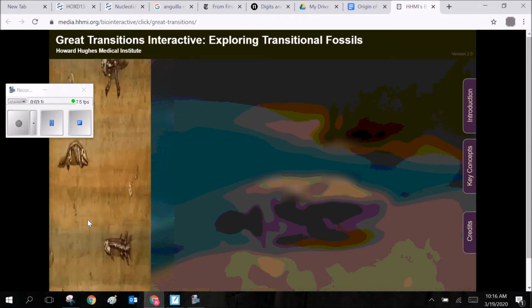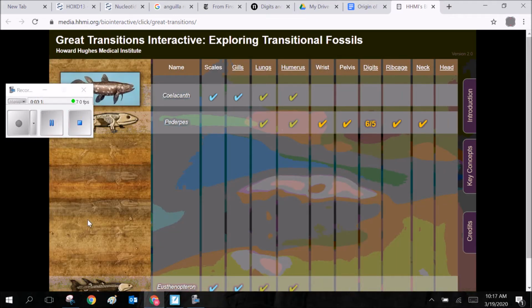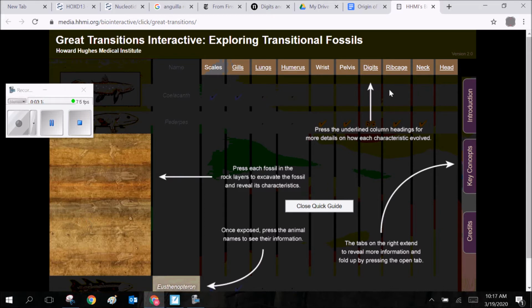All right, so we're going to kind of dive right in here. Okay, so it's going to give us the traits. We can see here these are the characteristics or traits that have evolved in tetrapods and in fish. We can see scales, gills, lungs, humerus, that's that one bone we were talking about that kind of supports the rest of the bones in the limbs. The wrist, you know what that is. Your pelvis, that's the thing that supports your legs. Digits, right? Your fingers, rib cage, you know what that is. Neck and head, you know what those are, hopefully.